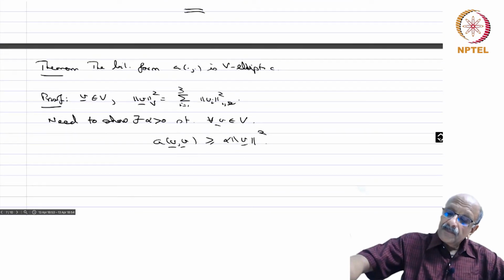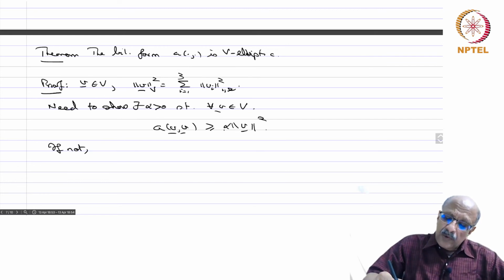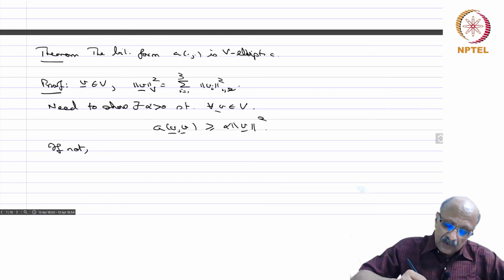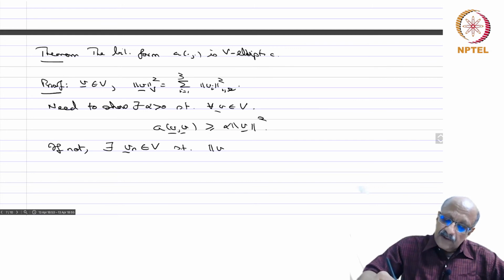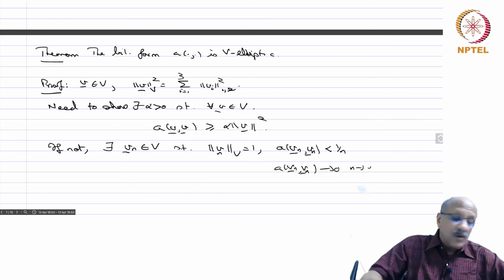If not, then for every however small an alpha you take, you will get a contradiction. That means there's a vector which does not satisfy this. So I can take alpha equals 1 by n, and I can also normalize v. We have done this kind of thing: there exists vn in V such that the norm of vn equals 1 and A(vn,vn) is less than 1 by n, that is, A(vn,vn) goes to 0 as n tends to infinity.